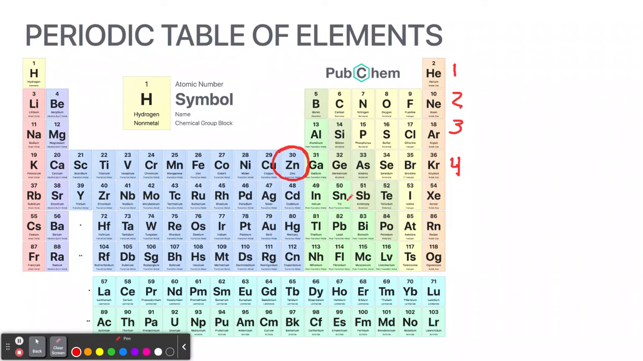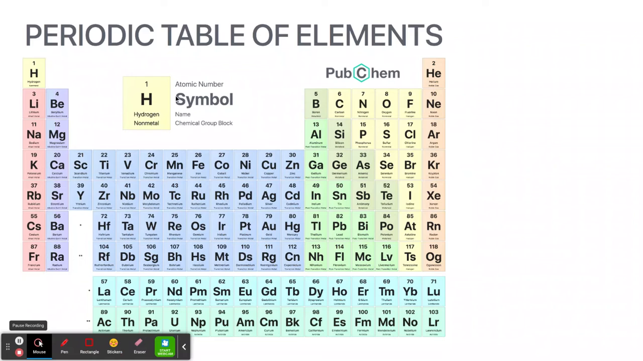So it should have 4 orbits. And I'll leave that up for a minute. As you can see, just go around, look around the periodic table. You can tell by the rows how many clouds it has. But we also have columns. So columns are up and down.